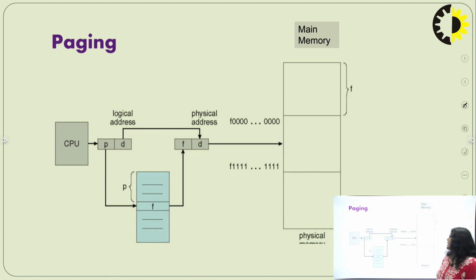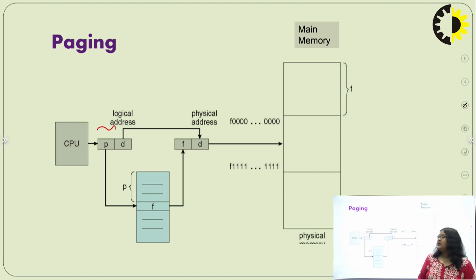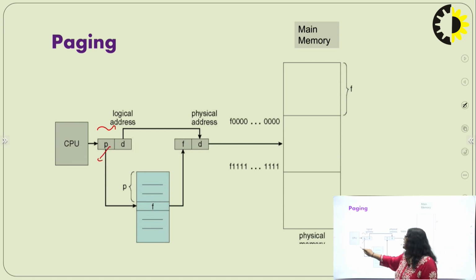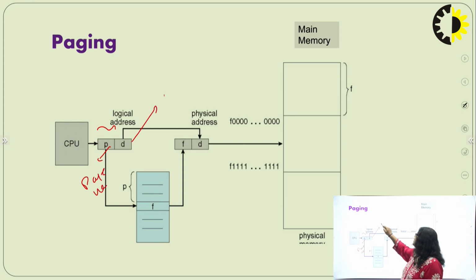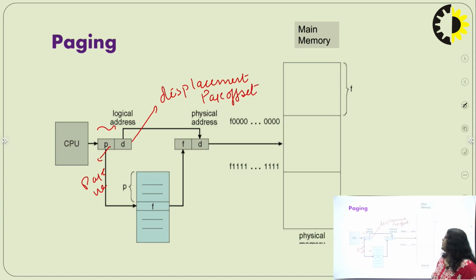Now this is the concept of translating the logical address to the physical address. We know that the CPU generates the address known as the logical address, and this address is divided into the page number and the page displacement. This is known as the page number, and this D denotes the displacement, or page offset. Both are the same; in the previous slide I already explained.